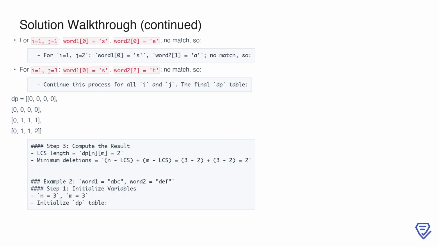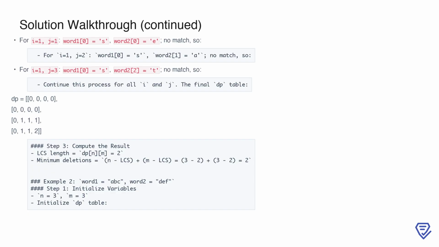Similarly, for i equals 1 and j equals 2, we compare s from word 1 and a from word 2, and again, they don't match, so dp[1][2] remains 0. The same happens for i equals 1 and j equals 3 with s and t. As we continue this process, we eventually find matches, such as when e from both strings aligns, and we update the table accordingly. By the end, the dp table is filled, and the bottom right value, dp[n][m], gives us the LCS length, which is 2.